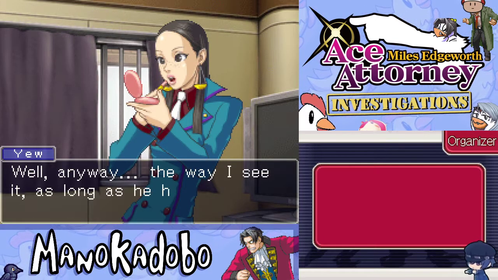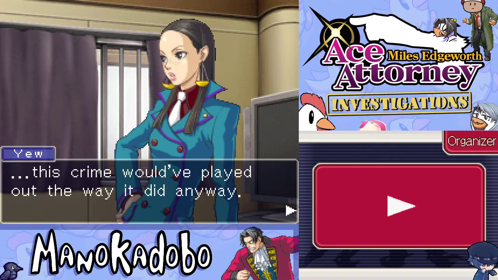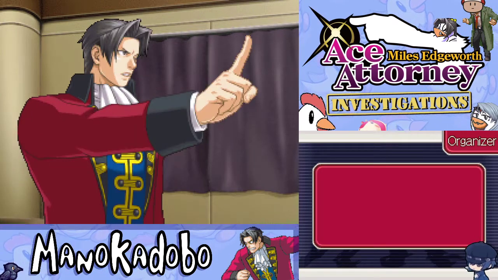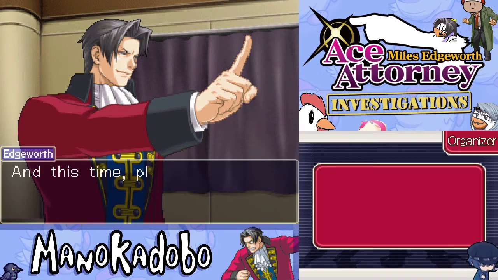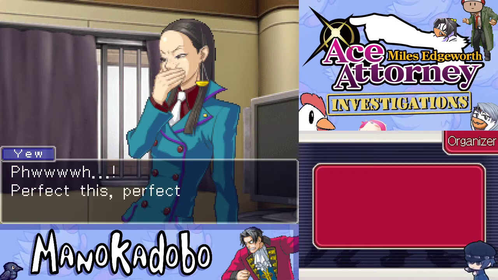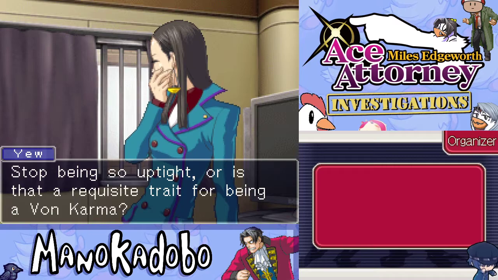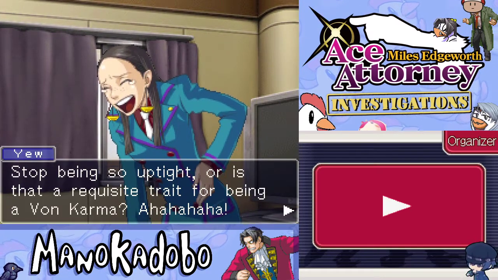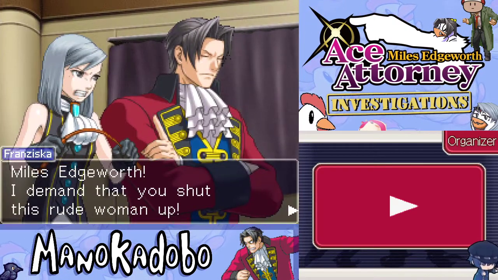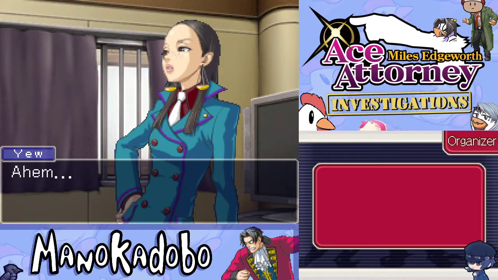Well, anyway, the way I see it, as long as he had a motive to kill one of the two, this crime would have played out the way it did anyway. Oh? Would you care to explain your logic? And this time, please try to provide a truly perfect explanation. Perfect this, perfect that. Stop being so uptight, or is that a requisite trait for being upon karma? Miles Edgeworth, I demand you shut that rude woman up! I wish you'd both be quiet for just 1 second.